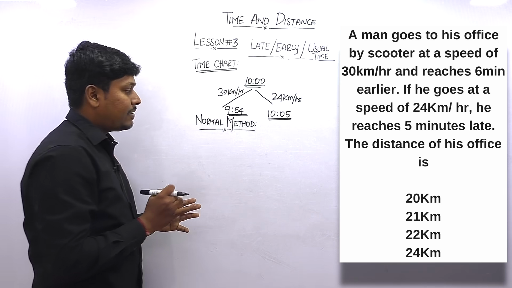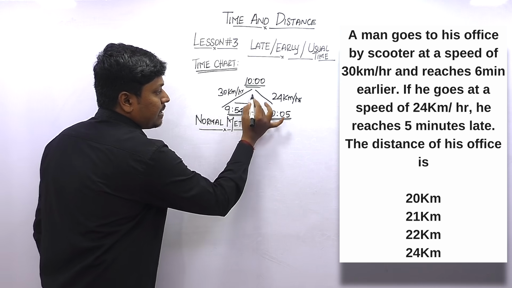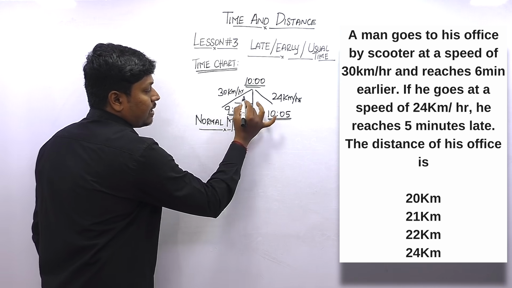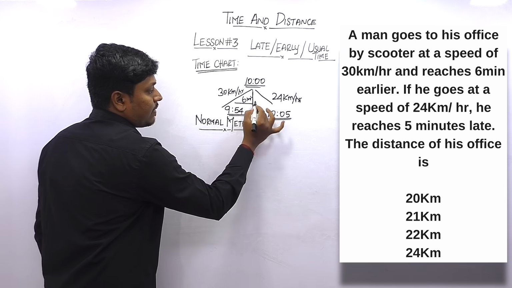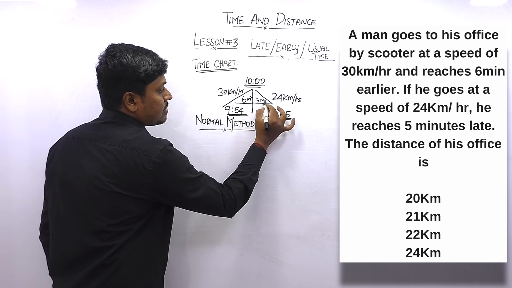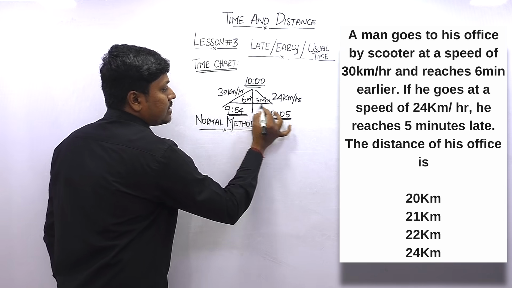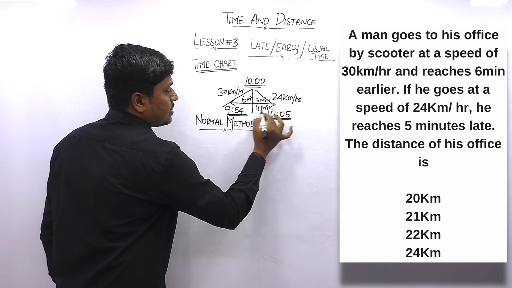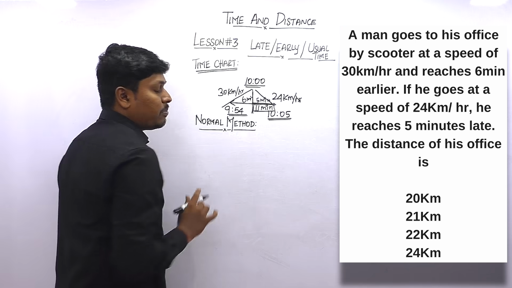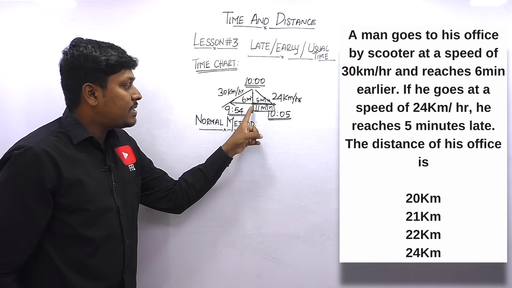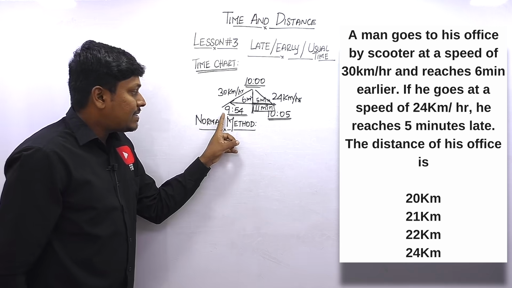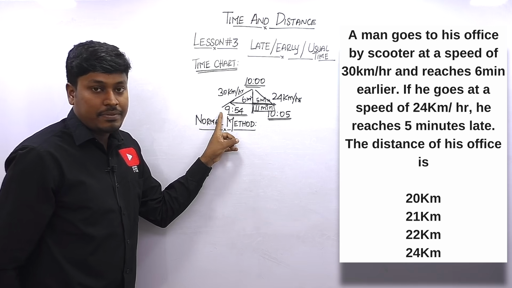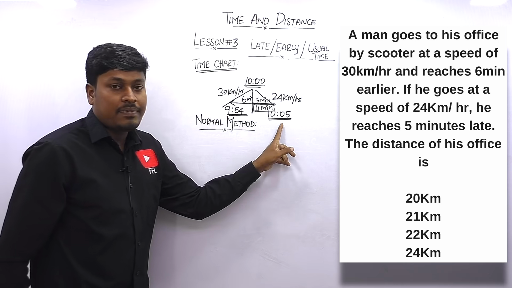So listen carefully. Here we have 6 minutes, right? Got it? From this 10 o'clock, here we have 6 minutes and here we have 5 minutes. The total time difference between both the cases is 11 minutes. So friends, understood? This is the most important point. Listen carefully. We have fixed the timing as 10 o'clock. In the first case he reached the office at 9:54, and in the second case he is 5 minutes late.